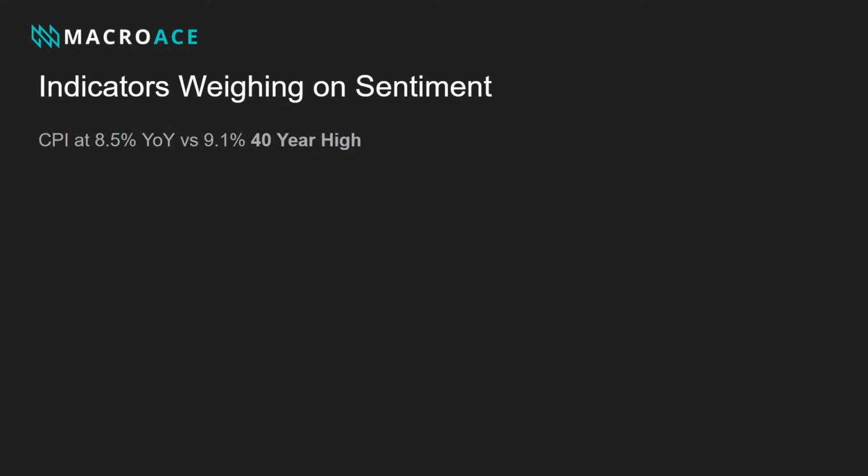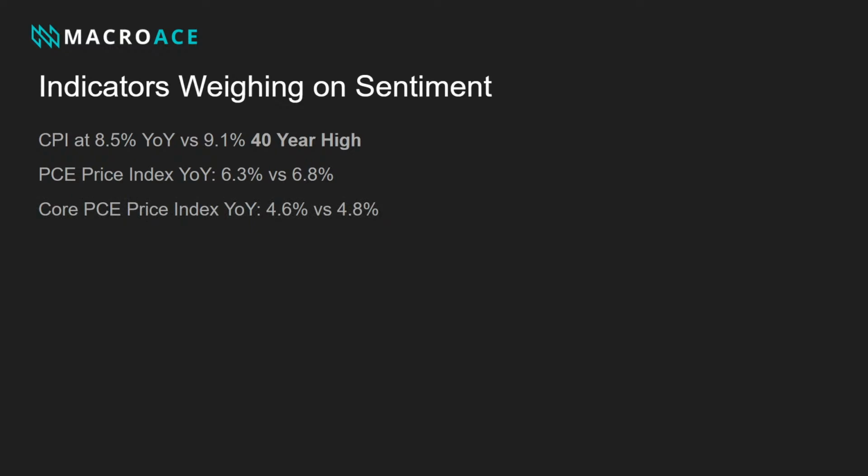And of course, CPI, that's very key too. CPI declined to 8.5% from a prior of 9.1%, still at a 40-year high, but seeing the inflationary pressure slightly easing for one month. Remember, that's one month of data, not a continuous amount of data. PC price index year on year also saw a decline to 6.3% versus 6.8%. Core PC price index also saw a decline, 4.6% from 4.8%.